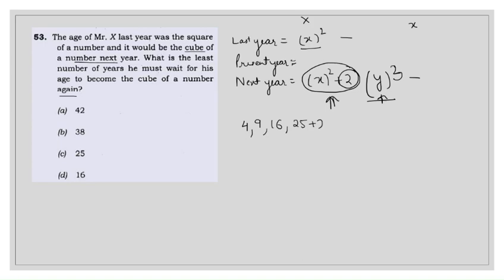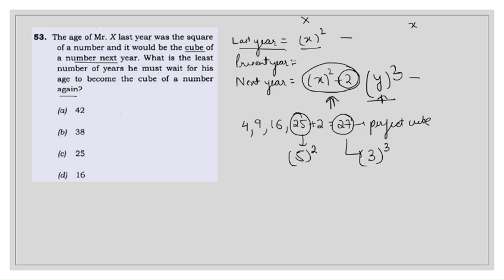Now if we add 2 to 25, we'll get 27. And this number 27 is a perfect cube. The number 27 is the cube of 3, right? 3 raised to the power 3. And the number 25 is the square of 5, that is 5 raised to the power 2. So these are the two numbers.